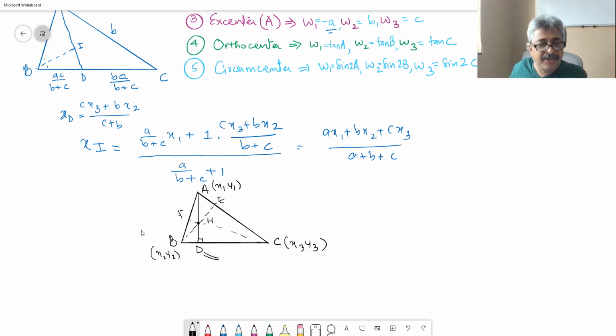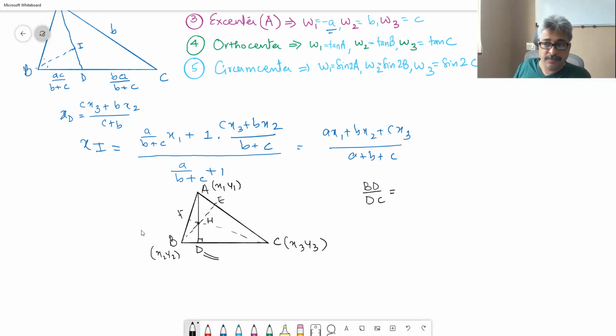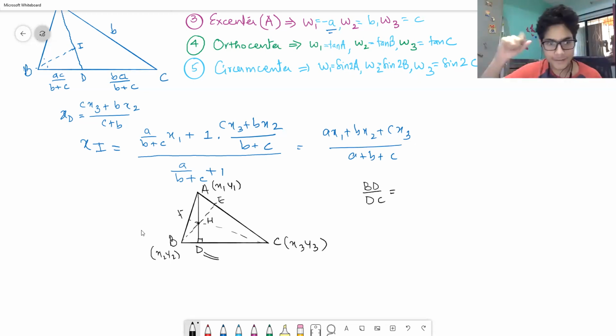No, shall we do the full derivation? No problem. How much is BD upon DC? If you want to involve trigonometry, BD. Sure, I can tell the coordinates of D. Yes, that is what I was waiting for. It is (x2 tan B plus x3 tan C) by (tan B plus tan C).